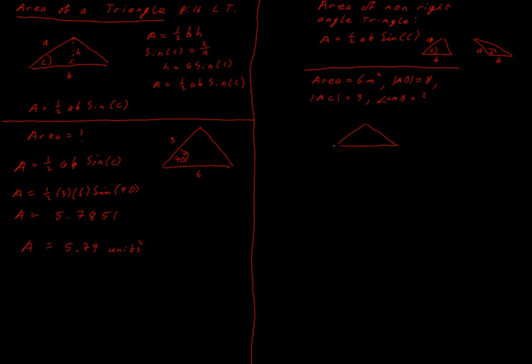So we would call this A, B, C. We have the area is 6 meters squared. AB is 8 meters. Yeah, they're in meters, my apologies. It's 8 meters. AC is 3 meters. And I want to know CAB, C to A to B. I want to know this angle here. I'm going to call it theta.